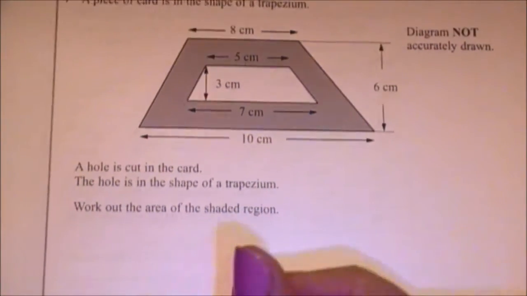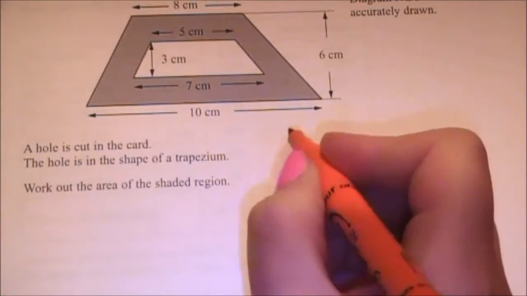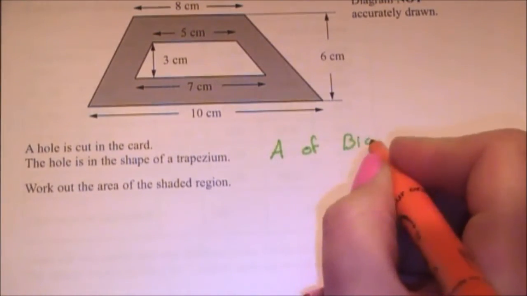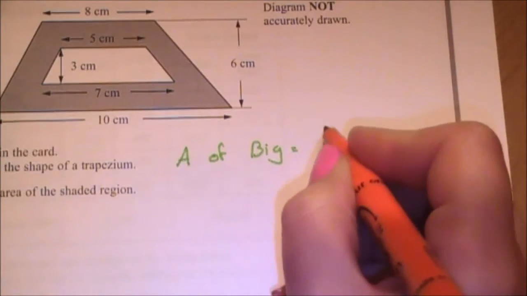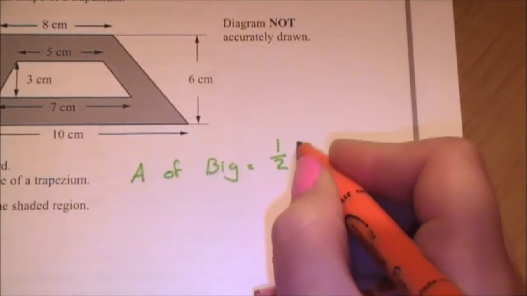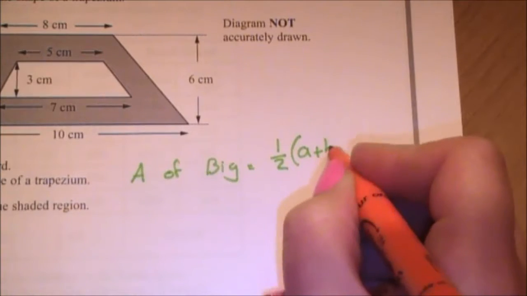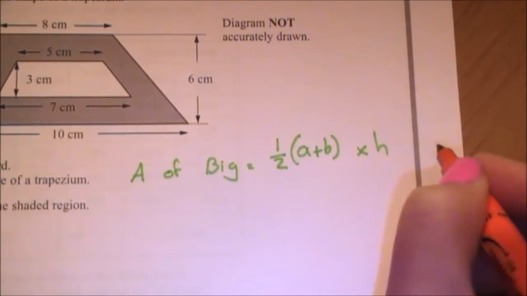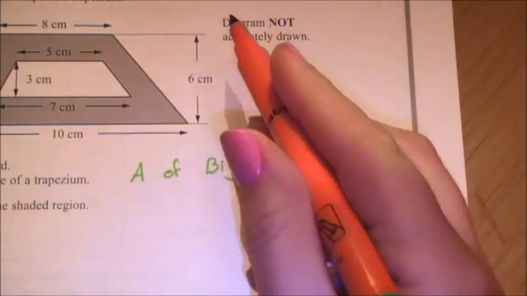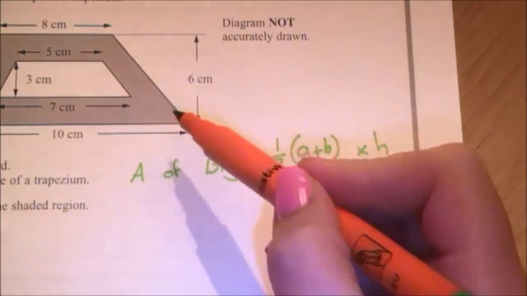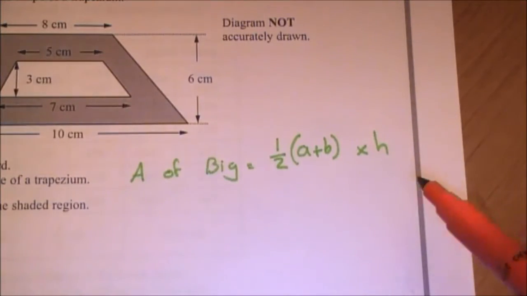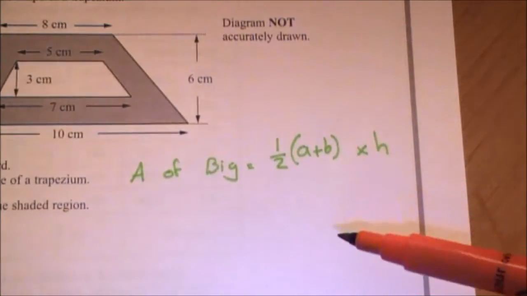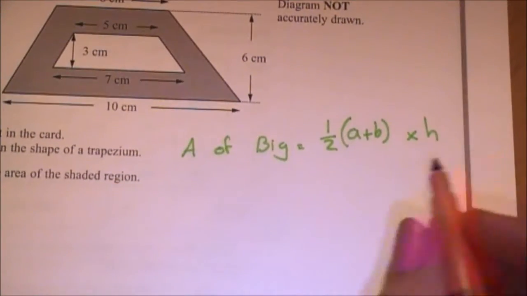Okay, so I'm going to start with the big trapezium first. So I'm just going to make the statement here, area of big trapezium. I'm going to start with my formula, and it's half of A plus B, where A and B are the parallel sides, multiplied by the height. Now that is the perpendicular height, it's not the slanty side. Okay, you do not use a slanty side when you're finding the area of a trapezium. It's always the one that's perpendicular or straight up.